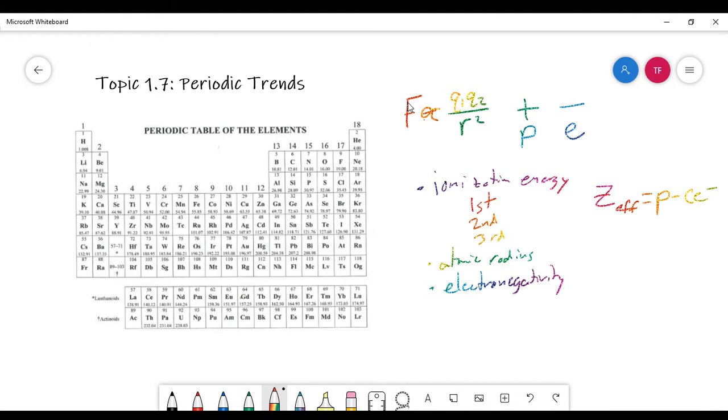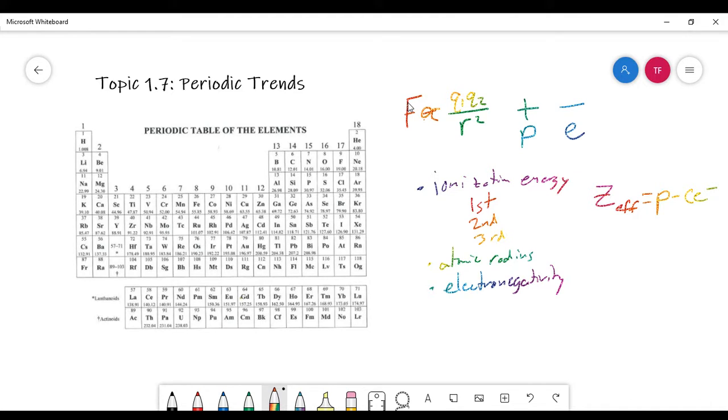And the higher the effective charge, the more charge there is, the stronger the force on the electrons. So if there's more force on the electrons, it's harder to remove the electrons. And so as you go across a period, the ionization energy increases because the effective charge increases. Now, when we think about first, second, and third ionization energies, let's think about that a little bit. Let's think about aluminum. To remove one electron from aluminum, you have to remove it from a p orbital.